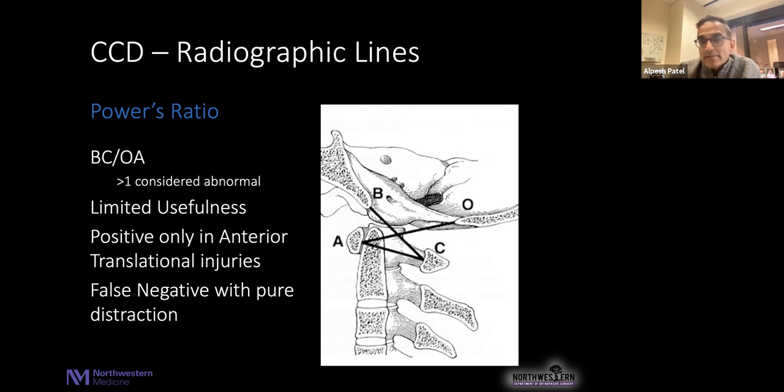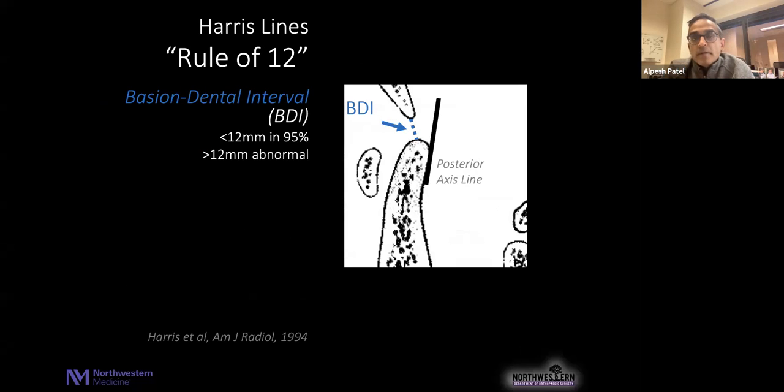It's really only positive if you have the skull going anterior, right? So if you have a pure distraction play, that ratio may not change. Mathematically, it may not change. So there are some false negatives. Not the most useful measure, but one that's still reported. A better way, I think, to look at this in both radiographs and honestly even in CTs, are the Harris lines, or the rule of 12, okay?